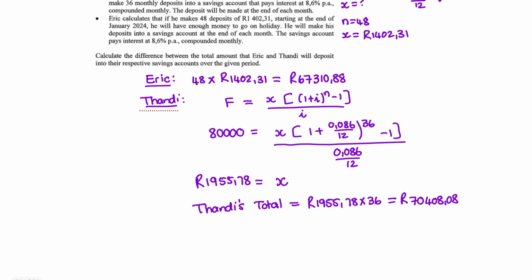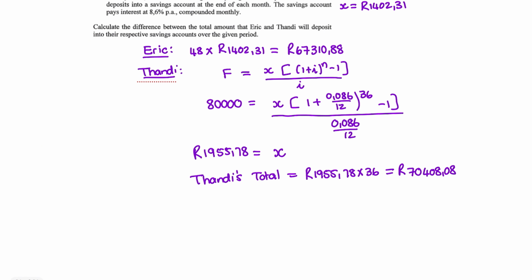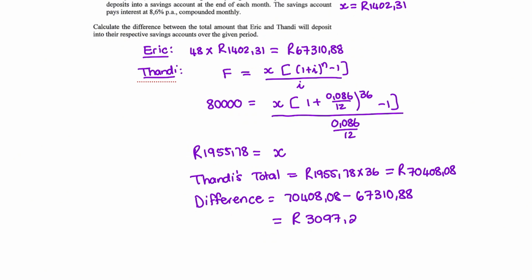Now let's quickly go back to the question. It says, calculate the difference between the total amount of Eric and Tandi. So we have Eric's total and we have Tandi's total. So the difference is simply the difference between those two values. So we'd say 70,408.08 minus 67,310.88. And our final answer then is 3,097 Rand and 20 cents.